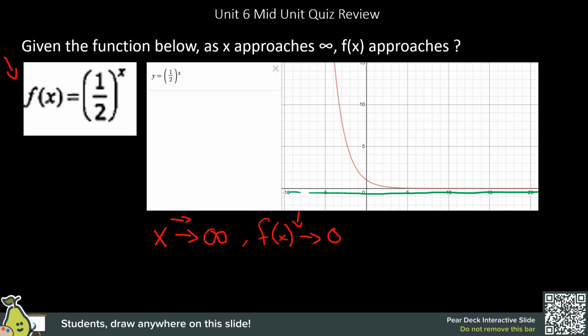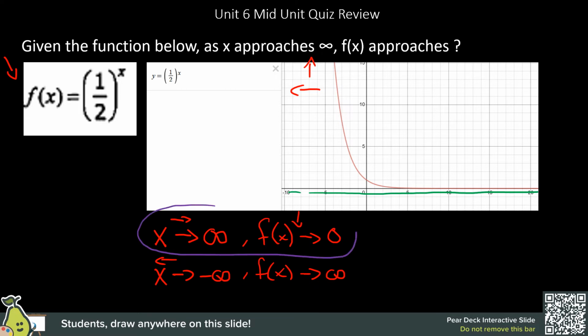If I was to ask you, and this question isn't asking, but I want to see if you guys can push yourselves here. If we were to say, as x approaches negative infinity, so as I'm going to the left, where's my graph going? Well, it's going up. For how much? Well, it'd be going up forever, right? So I know the question's only asking as x is approaching infinity, but I want us to push our learning a little bit there. Let's go ahead and move on.